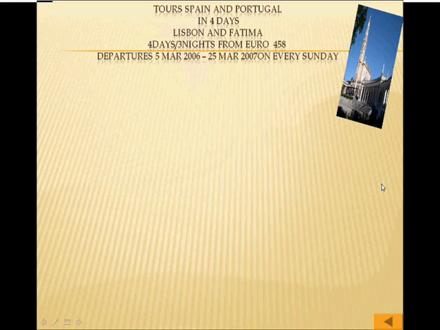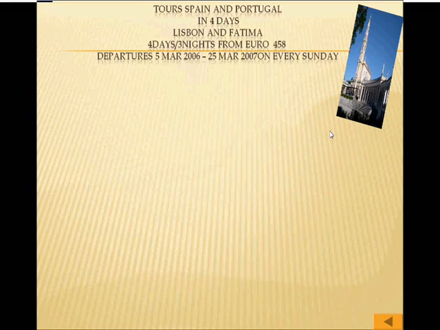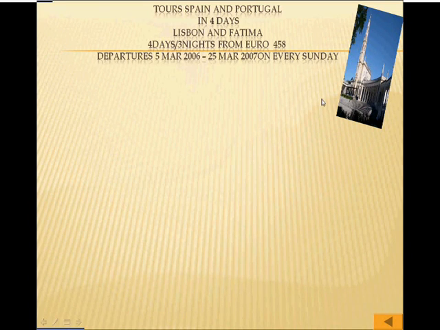Okay, let's have a look at another text of the same type. Remember, the first text was a weather forecast. This one is the same type, but it's different, and it is a brochure. We are going to look at it together. First, before I give you the whole passage, let's have a look at the first part. So the first part says tours, Spain and Portugal.